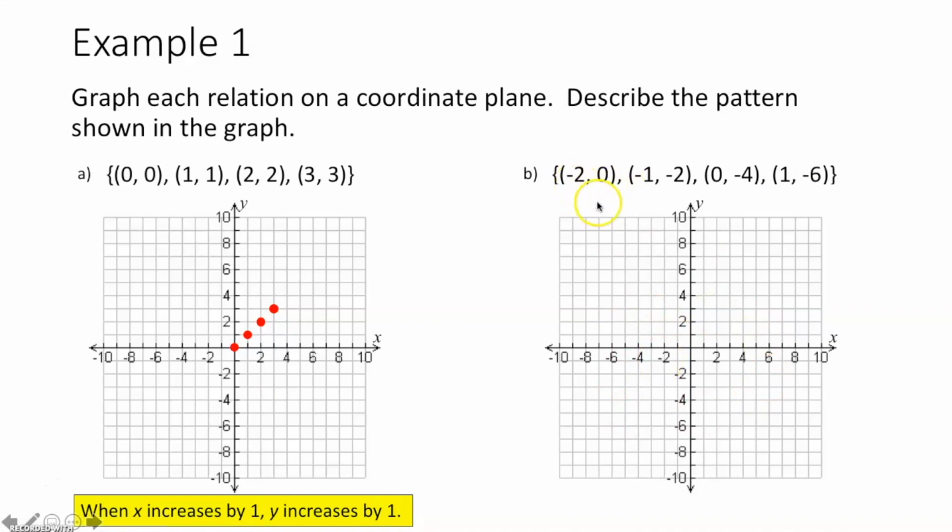Again, x coordinate, y coordinate. So -2, we're going to go over to -2 on our x-axis, and then we're going to go up or down 0 on our y-axis. So that means we're not going to go anywhere. We're going to go over to -2, and we're going to put a point.